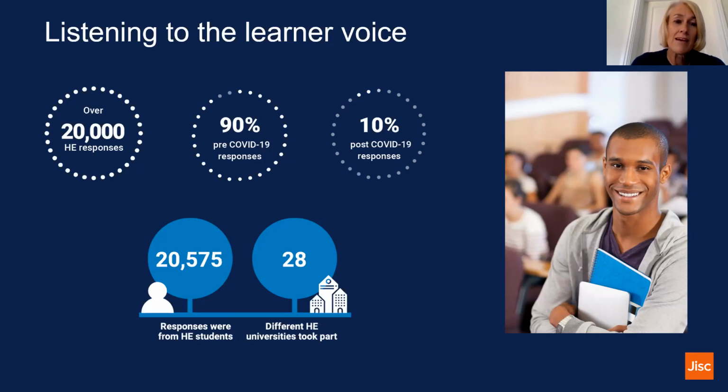As you can see from this slide, we had over 20,000 responses from our HE students. The majority of those responses came pre-COVID, although we did have a small percentage which came in after the 23rd of March. And we were able to gather that data from 28 universities that we were working with. And I think this year it was very pleasing to see that the volume of responses per institution also increased over those years as well.